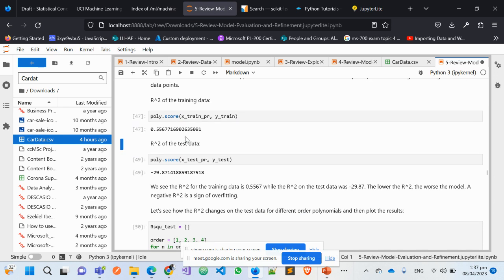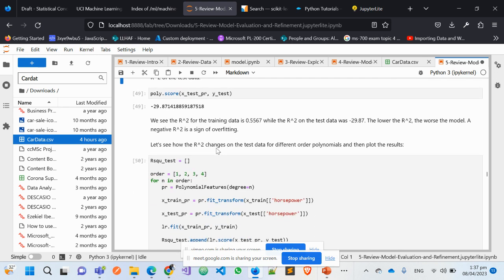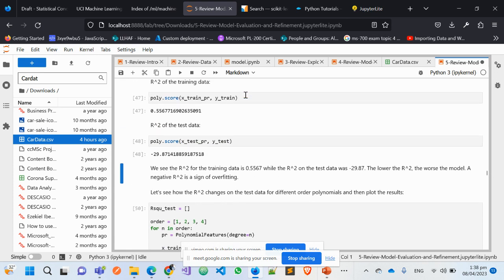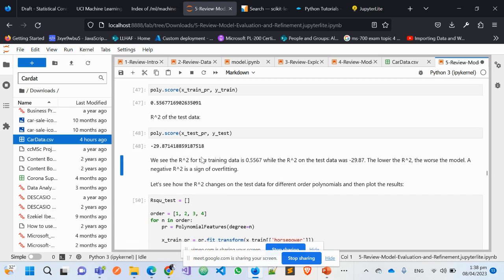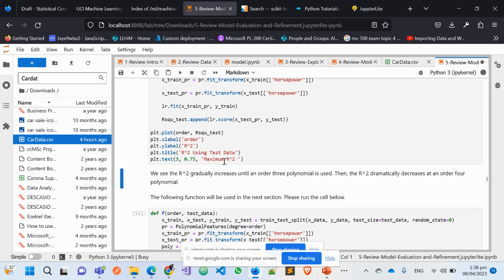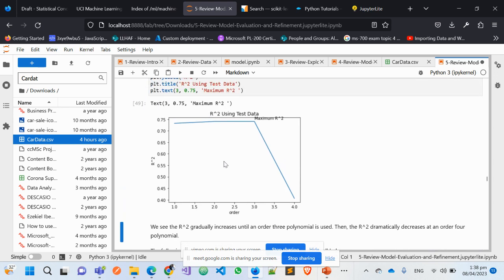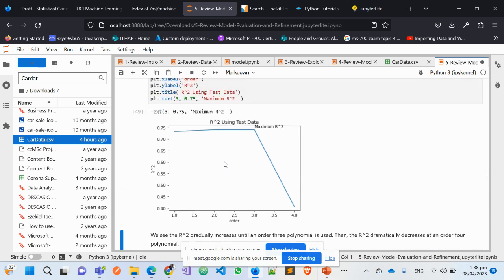Then for the polynomial score, we see that this is a 55% coefficient of determination. In other words, the polynomial score for the train data seems always better off than the test data. As you can see here, it is minus 29. All right, so it's not giving us a good prediction, and then we need to check why it is giving us that.